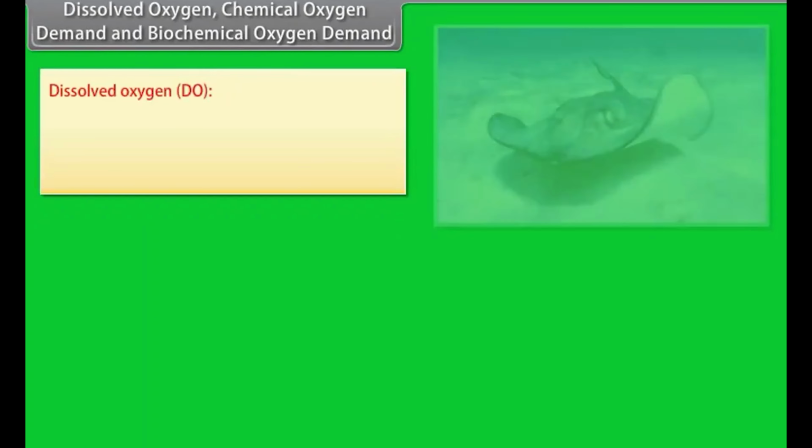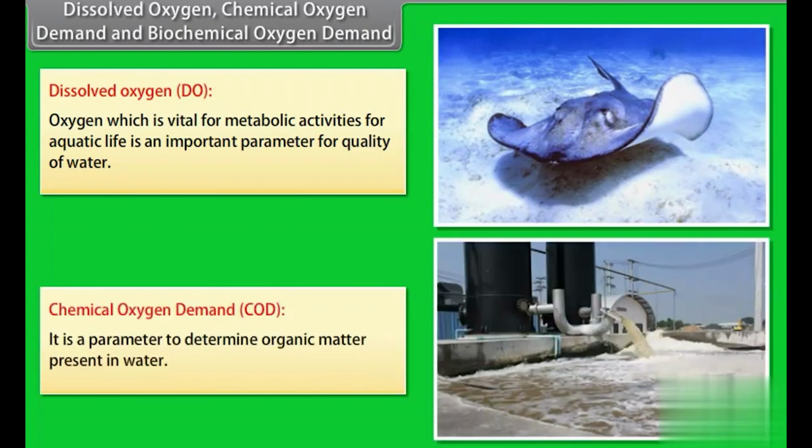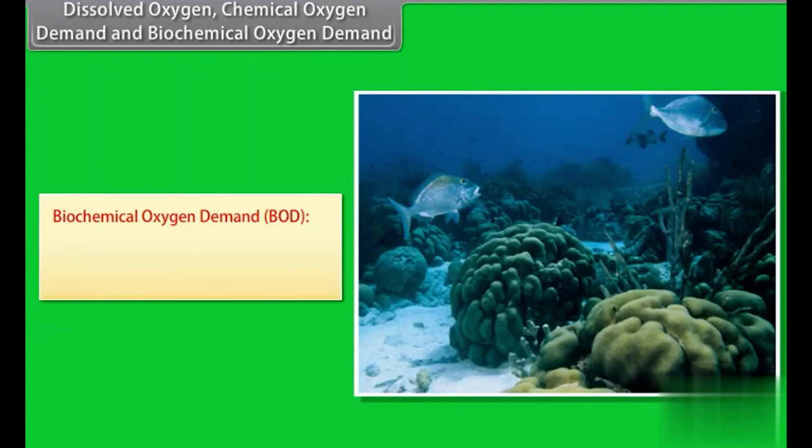Dissolved oxygen, chemical oxygen demand and biochemical oxygen demand. Dissolved oxygen. Oxygen, which is vital for metabolic activities of aquatic life, is an important parameter for quality of water. For example, drinking water contains 4 to 6 mg of dissolved oxygen per liter. Chemical oxygen demand. It is a parameter to determine organic matter present in water. Biochemical oxygen demand. It is also a parameter to determine the quality of water. It is measured by the quantity of oxygen utilized by suitable aquatic microorganisms during a 5-day period.